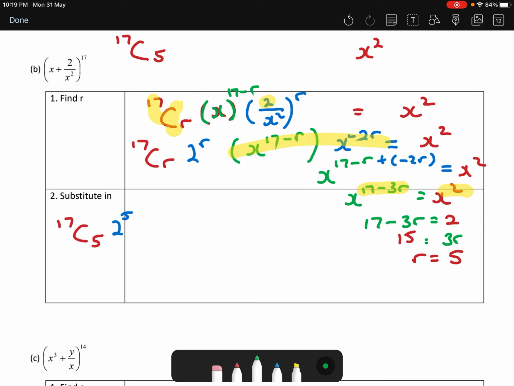Okay, then after that, the green bracket, you will just get x squared term right here. Okay, so if you don't believe, you can try substituting the r inside here and here, then you multiply, see whether you can get x squared term.